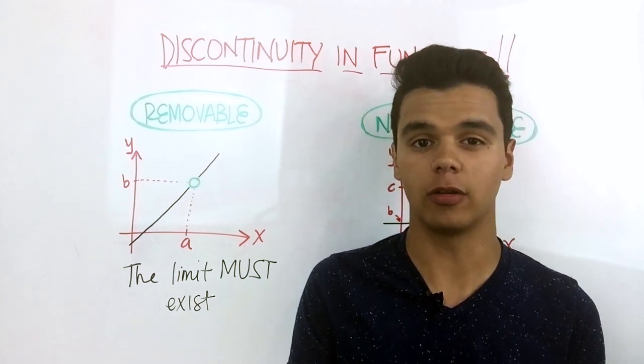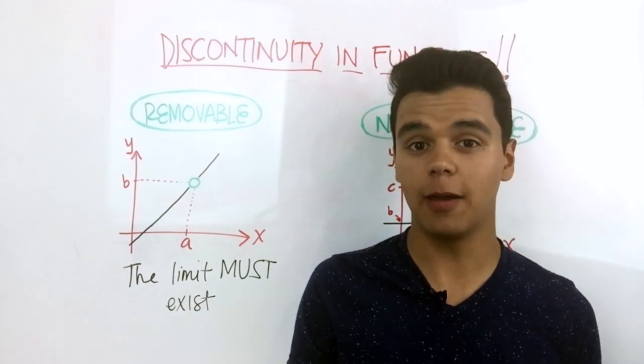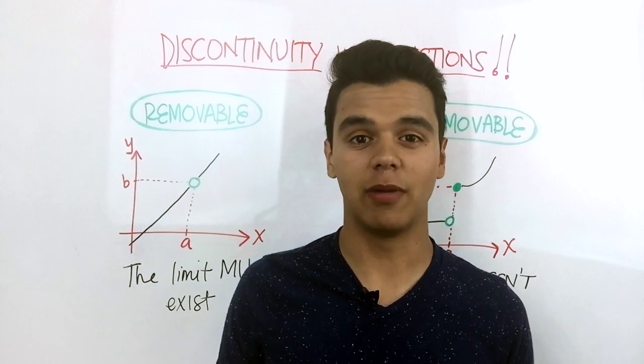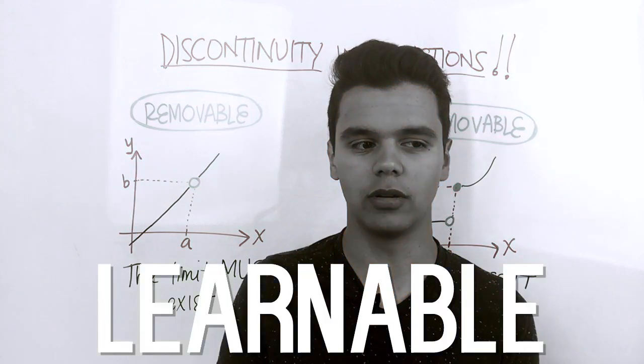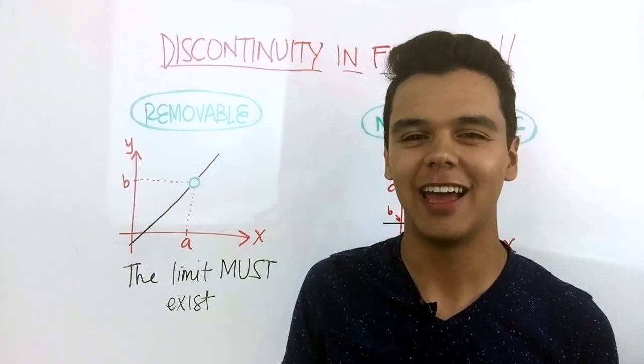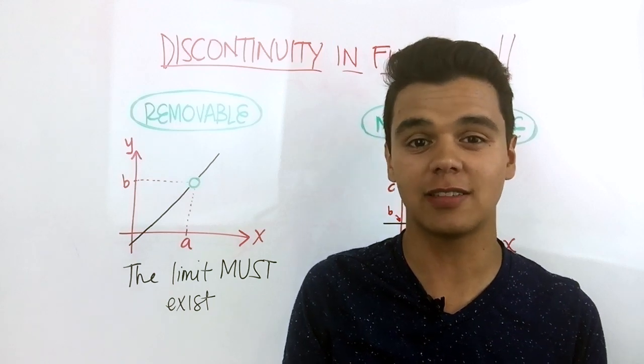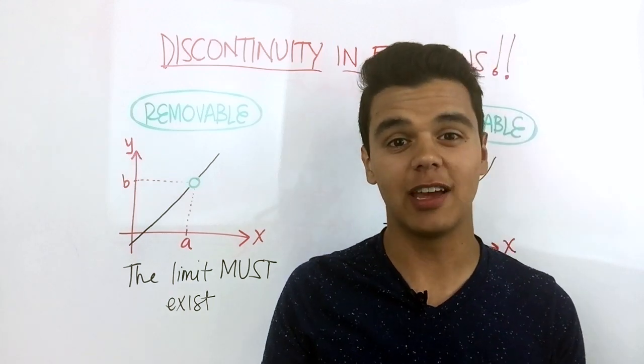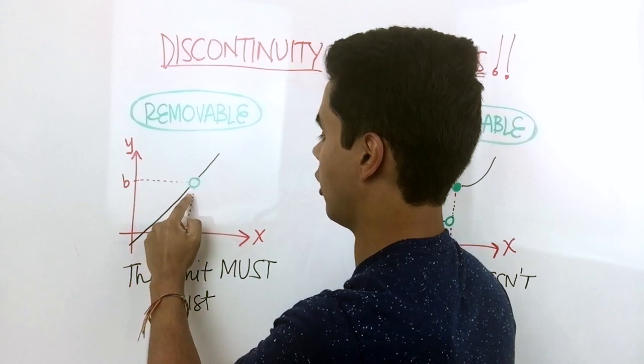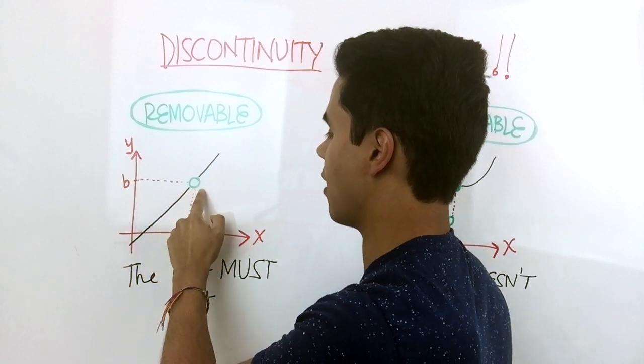And if we're talking about strict mathematics, the limit must exist. However, to make things easier and learnable, is that even a word? Anyway, to make things easier, let's think about the real world. So let's pretend we're driving in a road and all of a sudden we see a gap, a hole.